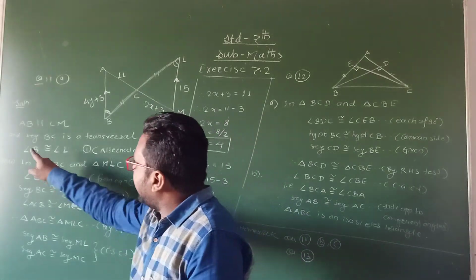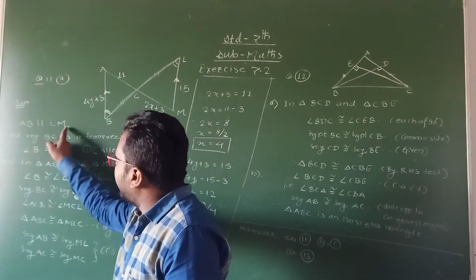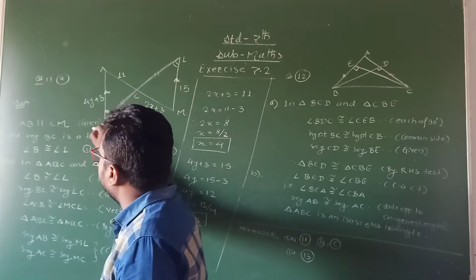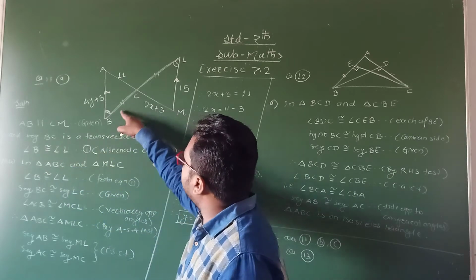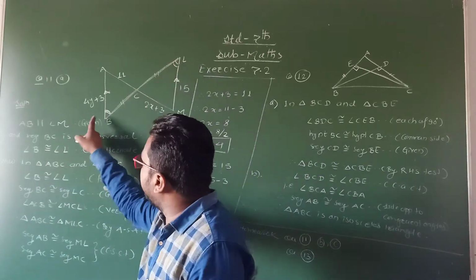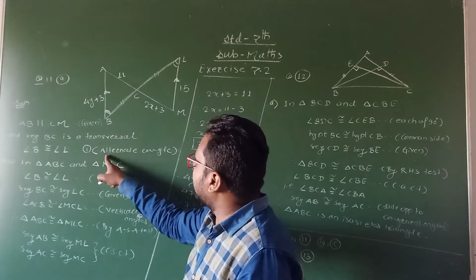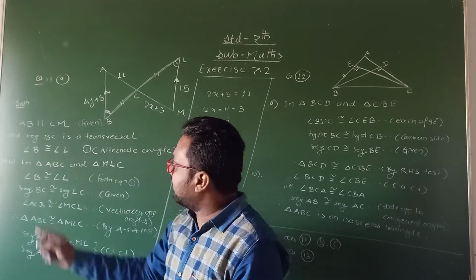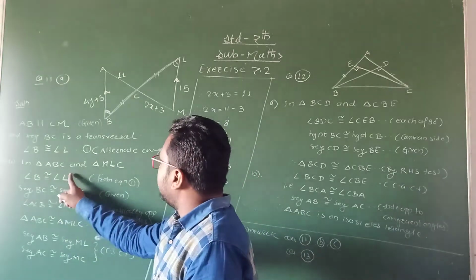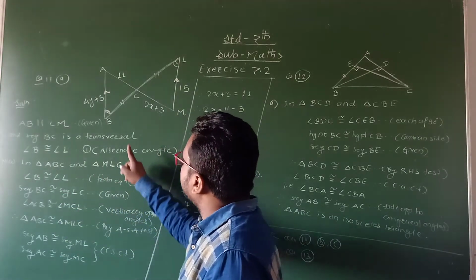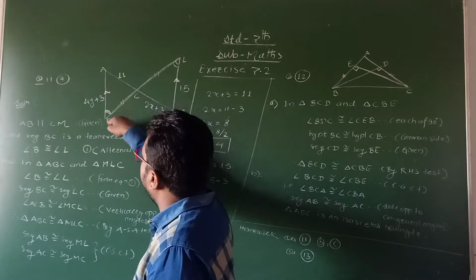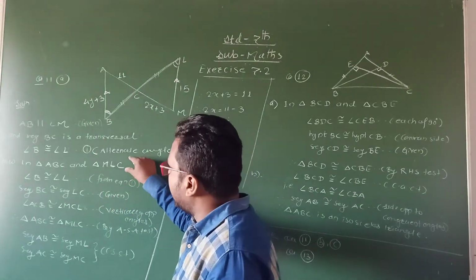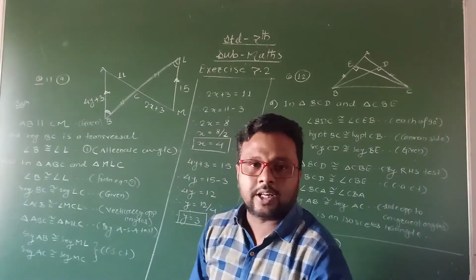Clear? Here I write AB is parallel to LM. This is the given part of the question. Segment BC is the transversal, then angle B and angle L are alternate angles and these are congruent. Then now in triangle ABC and triangle MLC, take the right correspondence. ABC and triangle MLC. This is the right correspondence for ABC. You know how to take the correspondence.